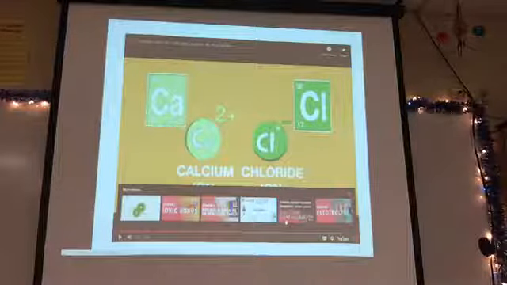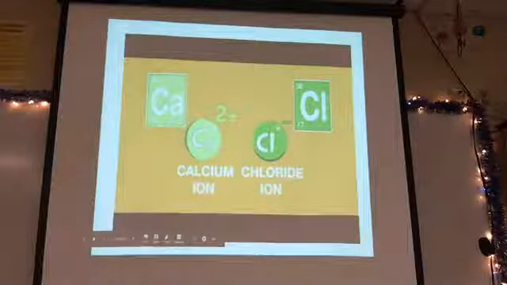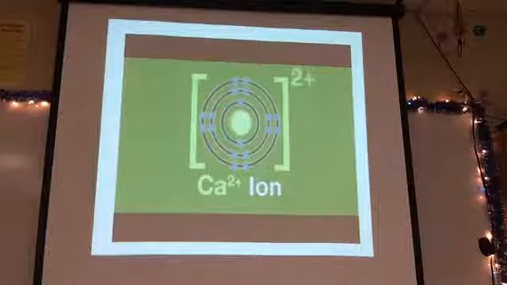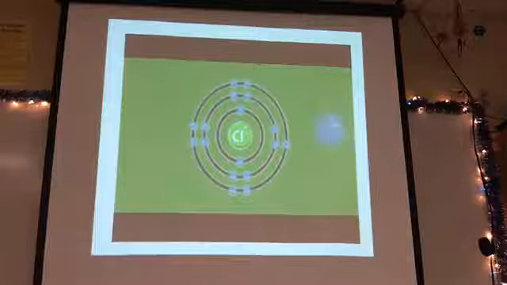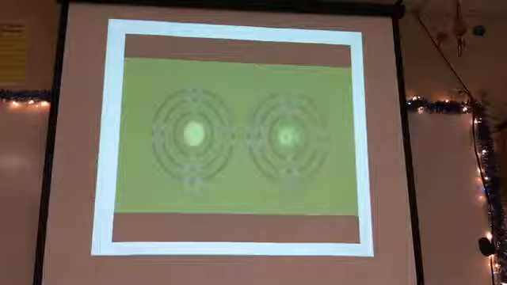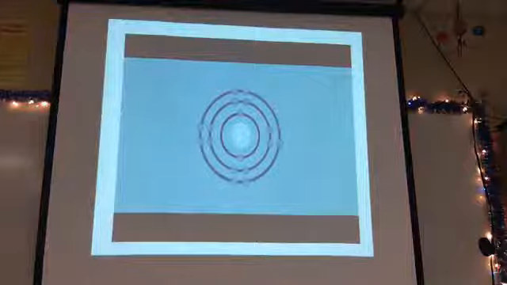Here we go. So, check your answers with the video, please. The electronic structure of calcium is 2, 8, 8, 2. It loses 2 valence electrons to form a calcium 2 plus ion. The electronic structure of chlorine is 2, 8, and 7. It gains an electron to form a chloride ion. These 2 ions have the same electronic structure as an argon atom.